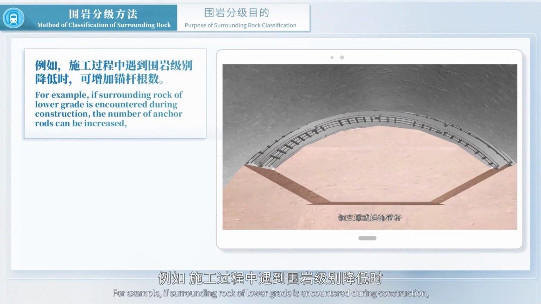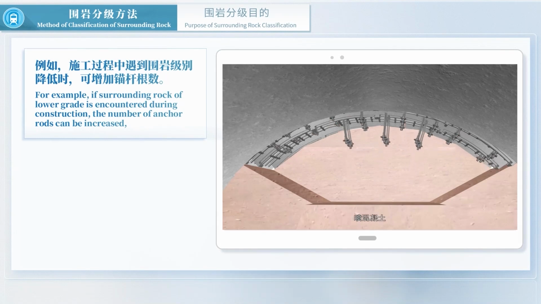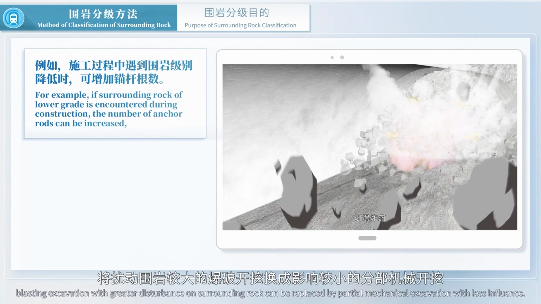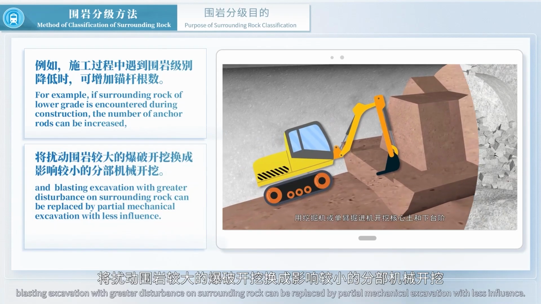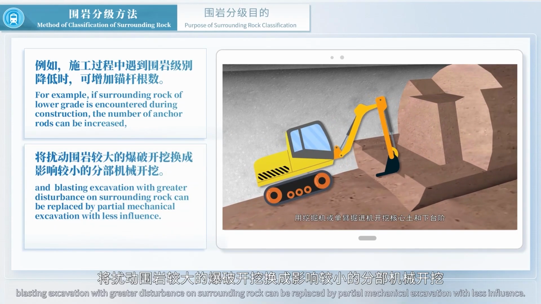For example, if surrounding rock of lower grade is encountered during construction, the number of anchor rods can be increased. Blasting excavation with greater disturbance on surrounding rock can be replaced by partial mechanical excavation with less influence.